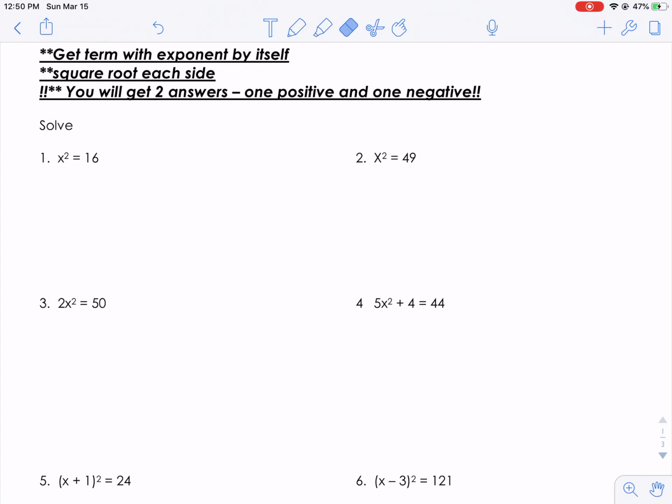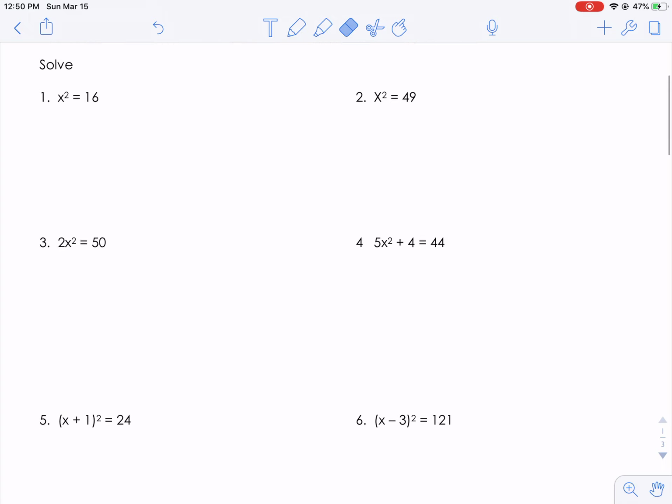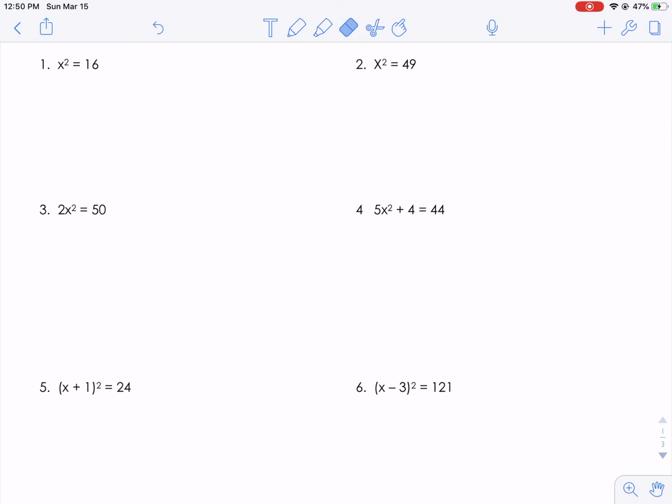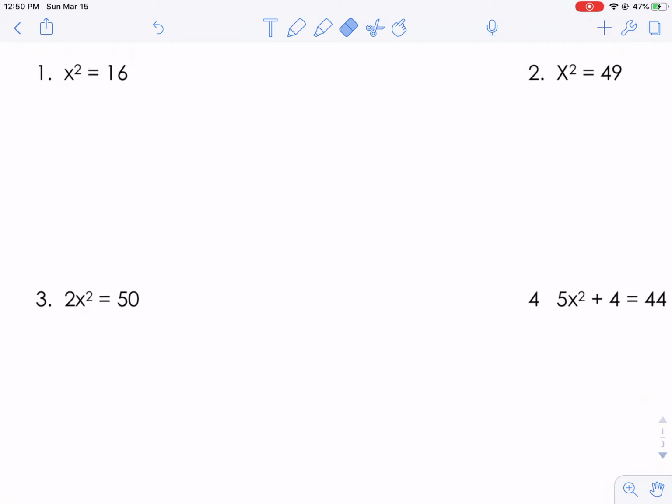We'll always get two. The other thing to keep in mind, too, is that when you're solving equations, the highest exponent in the equation tells you how many answers you're going to get. So since all of these have a square in the problems, we're going to expect two answers for every single problem that we do. All right, so let's start.